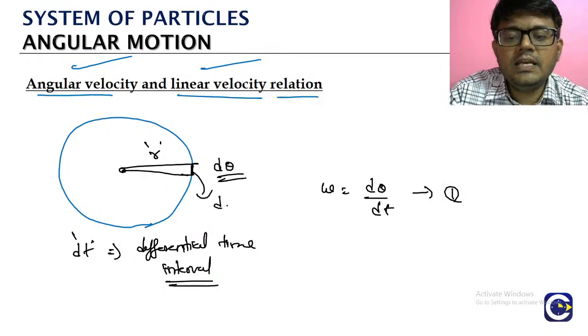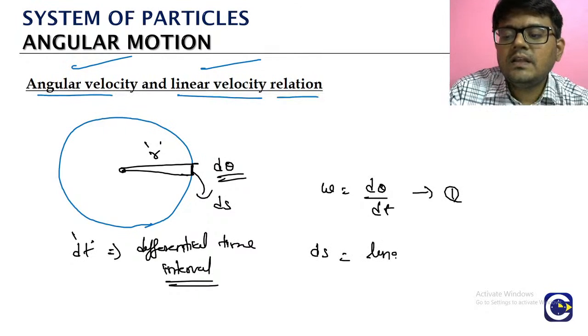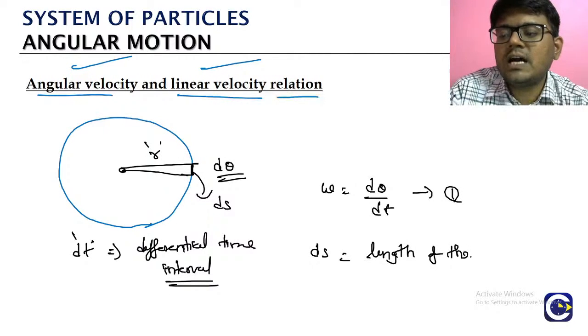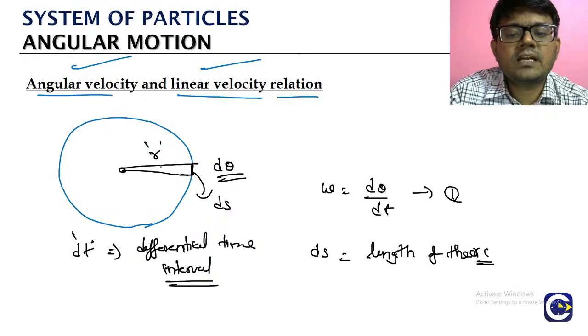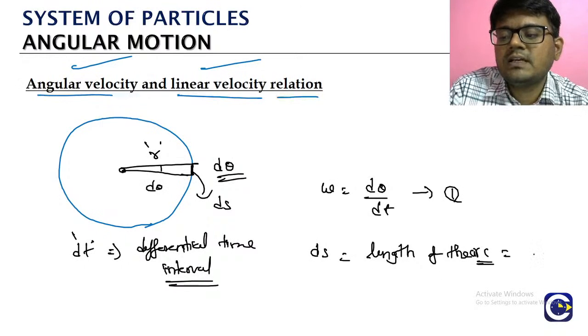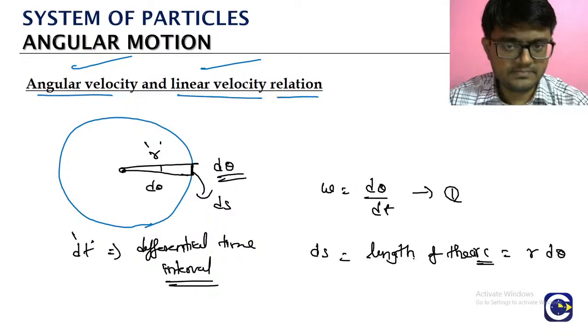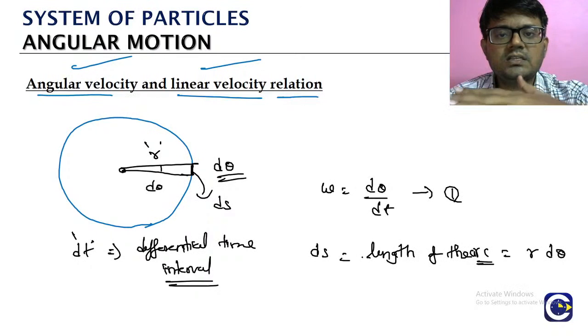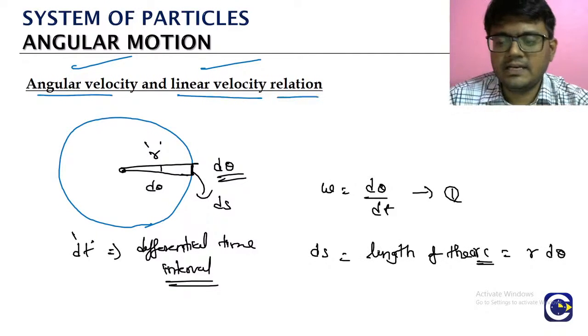The linear displacement ds will be given by the length of the arc. The angle is d theta, right? So the length of the arc is r into d theta. The length of the arc is the circular radius multiplied by the angle.